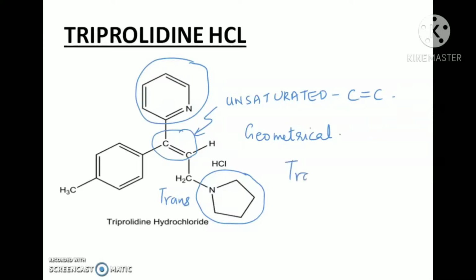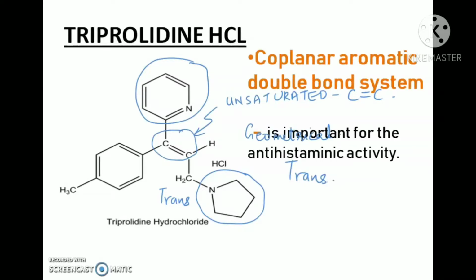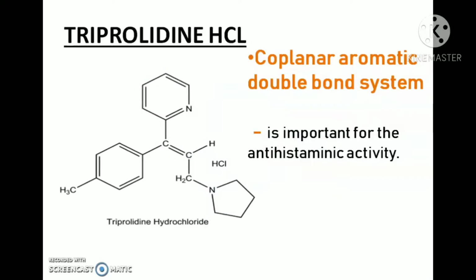Then the next structural feature is that this molecule contains an sp2 hybridized carbon atom. sp2 hybridization is trigonal, so the groups attached to that particular carbon atom will be in the same plane, a coplanar aromatic double bond system. That means the groups attached will be in the same plane. That coplanar aromatic double bond system is important for the antihistaminic activity.